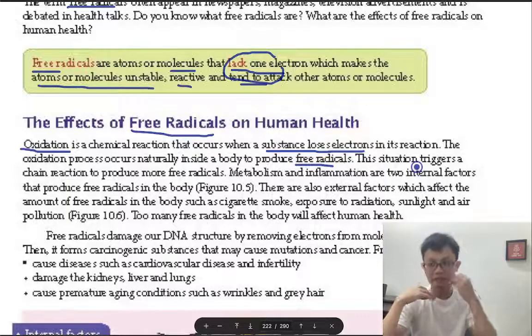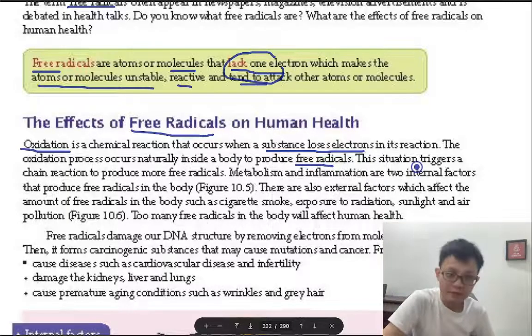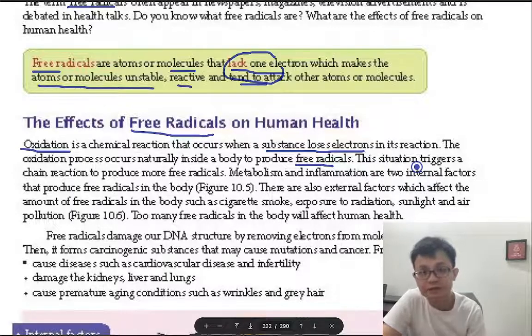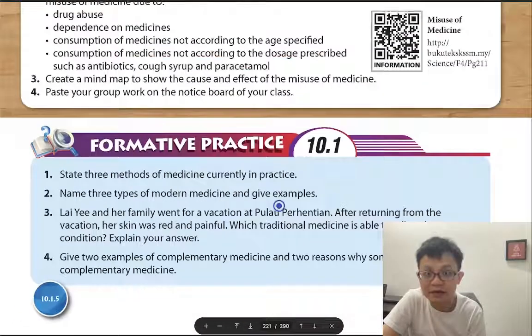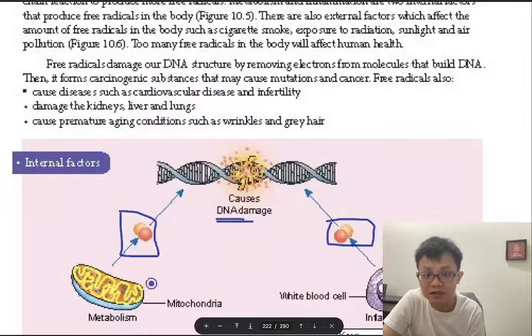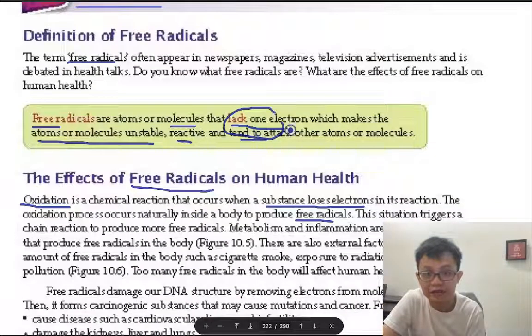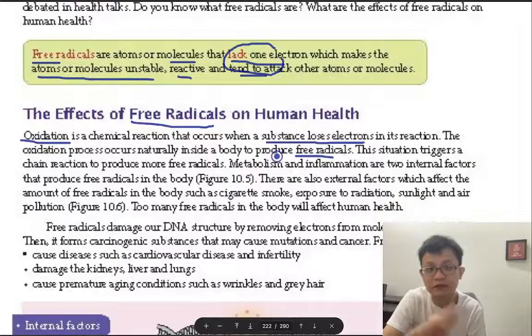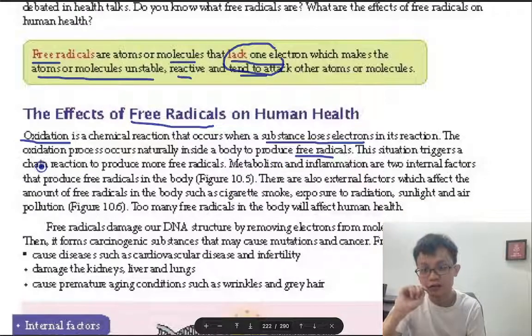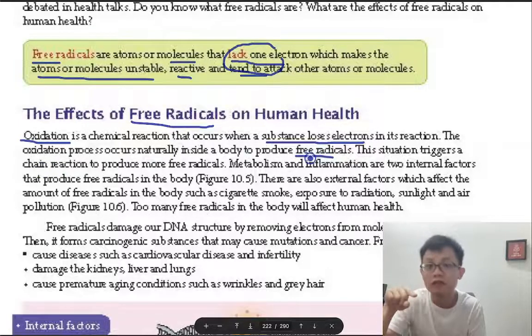So when you eat something, it will cause oxidation, where a substance loses an electron and produces a free radical. So you can see, for example in the picture here, the free radical has one less electron, and it will take one from people. So when you eat, it will cause oxidation. Oxidation will cause free radicals. Free radicals will take one electron.